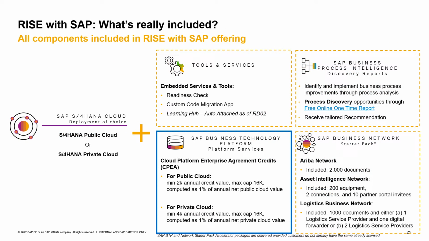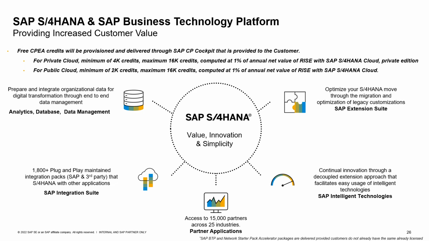Next, let's take a look at what's included in the SAP Business Technology Platform. Cloud Platform Enterprise Agreement Credits, or CPEA. So what is automatically provisioned is this. Your customer gets free CPEA credits. They're provisioned and delivered through the SAP CP cockpit that is provided to the customer. This is how it's calculated.